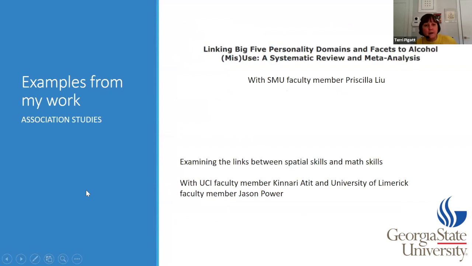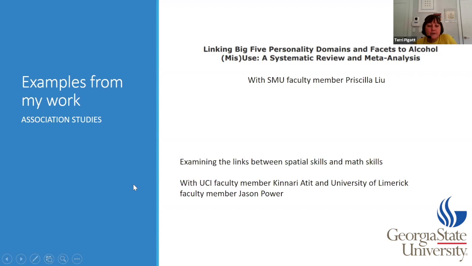I've also worked on a couple of meta-analyses that are really looking at associations between constructs. So recently I've worked with a SMU faculty member, Priscilla Liu, on looking at the relationships between big five personality domains and alcohol use or misuse. So how related are measures of the big five personality domains to alcohol use or misuse?